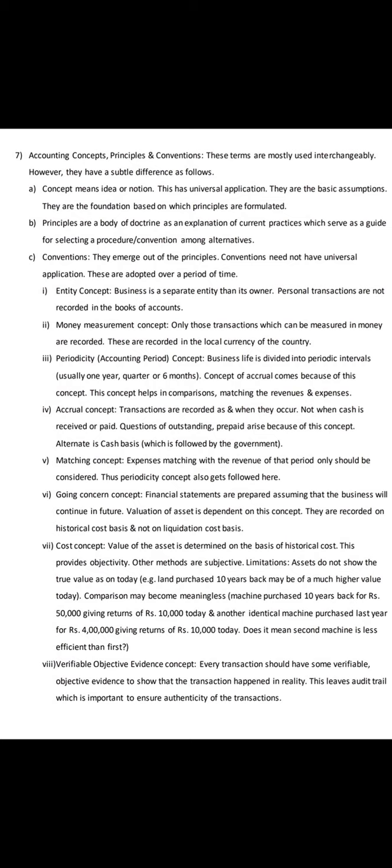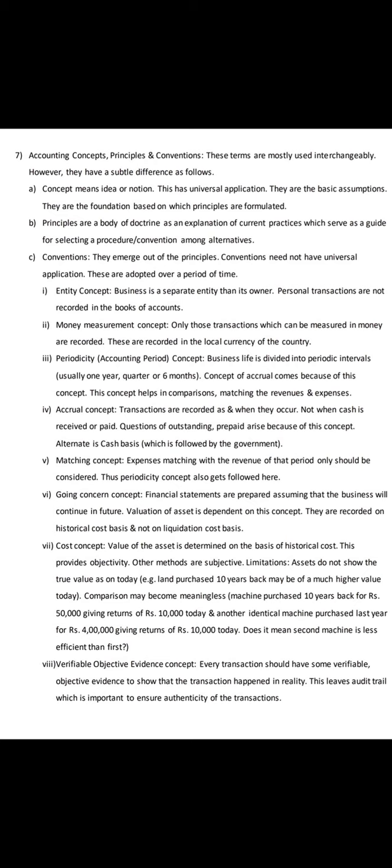Second is the money measurement concept. Only those transactions which can be measured in money are recorded. Periodicity concept means business life is divided into periodic intervals, usually 1 year. Next is the accrual concept. Transactions are recorded as and when they occur, not when cash is received or paid. Next is the matching concept. Expenses matching with the revenue of that period only should be considered.